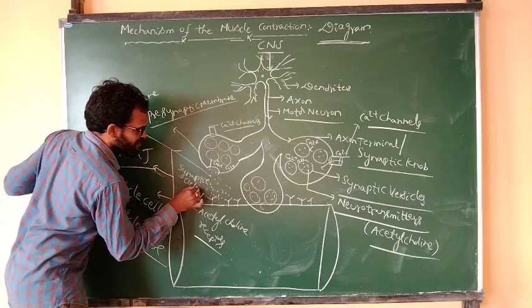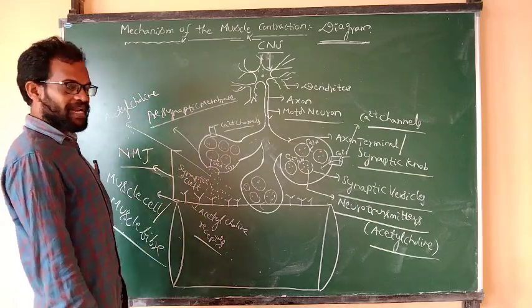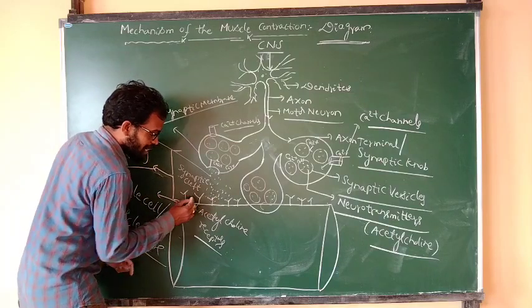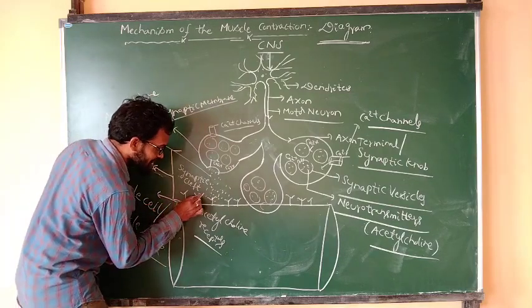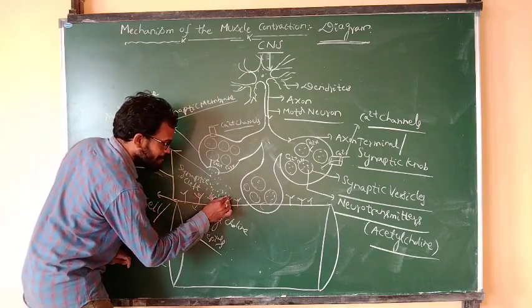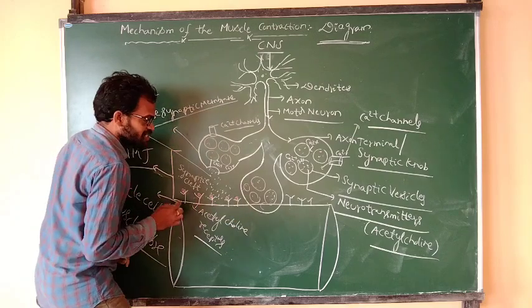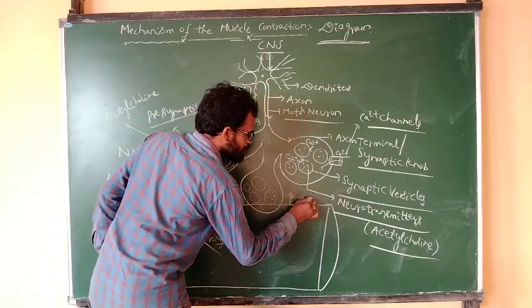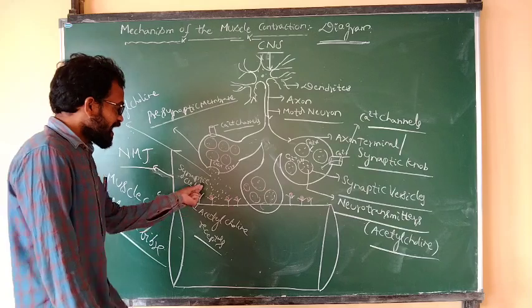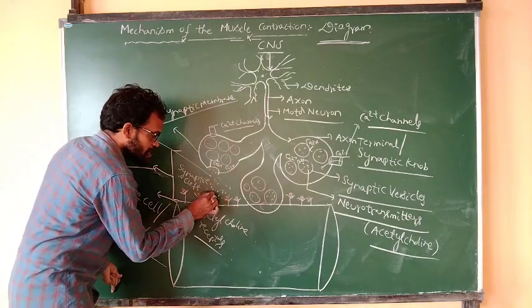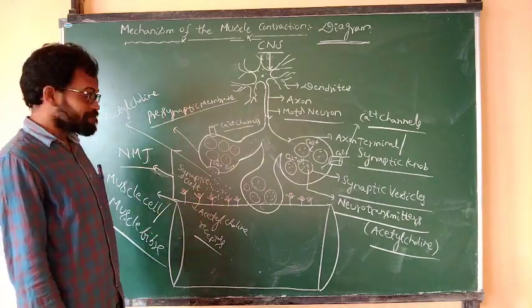The synaptic cleft is the place where the acetylcholine chemicals bind with the acetylcholine chemical receptor.